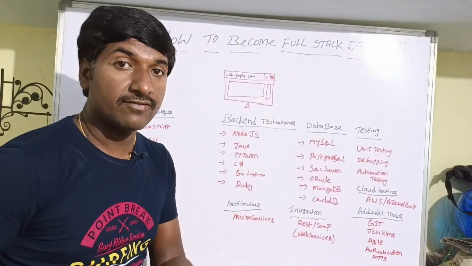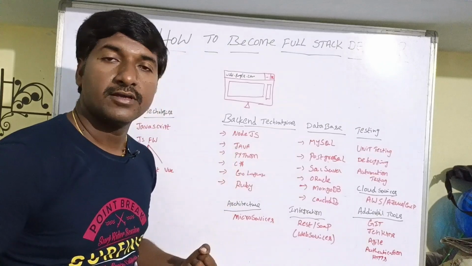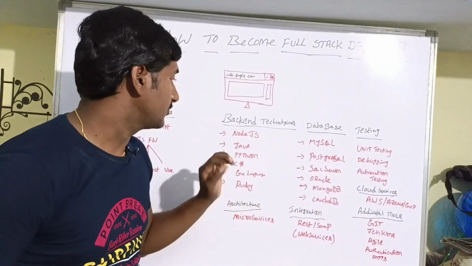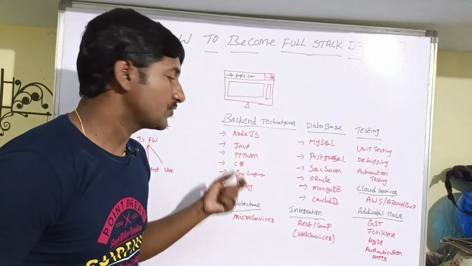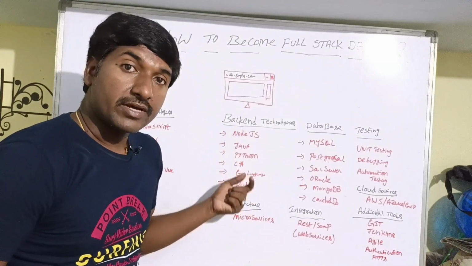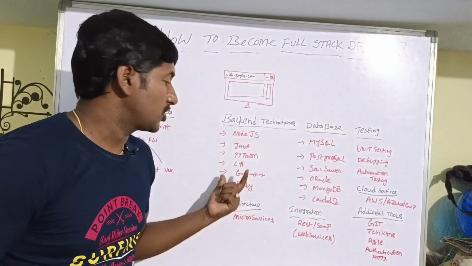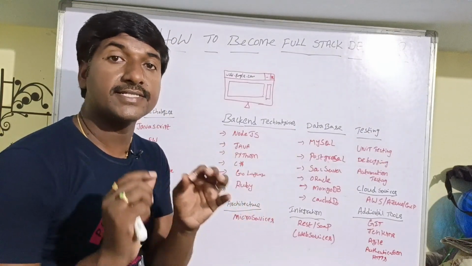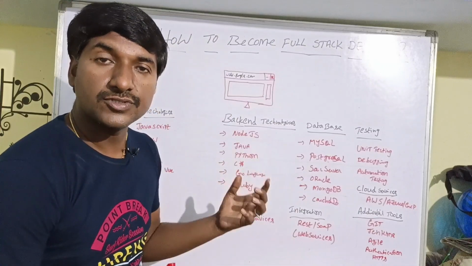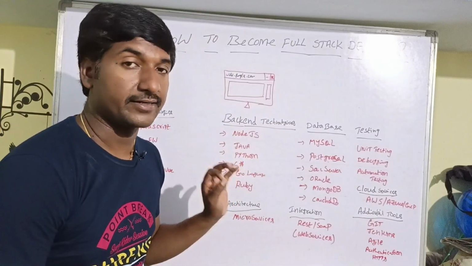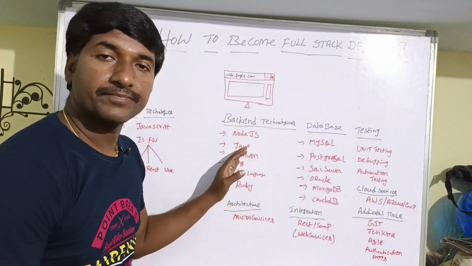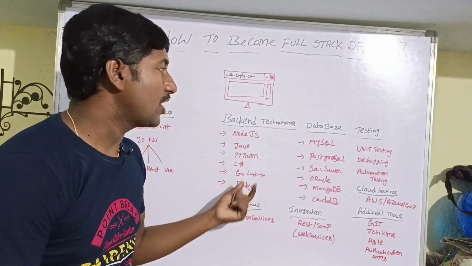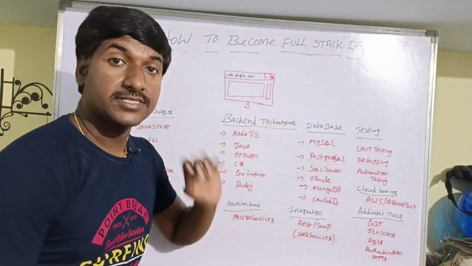Suppose you want to become a Java full stack developer, you have to learn Java. Suppose you want to become a full stack web developer, then you have to learn Node.js. Suppose you want to become a full stack .NET developer, then you have to learn C#. Like this, based on your interest and your dream job, you have to choose the back-end language and technology.